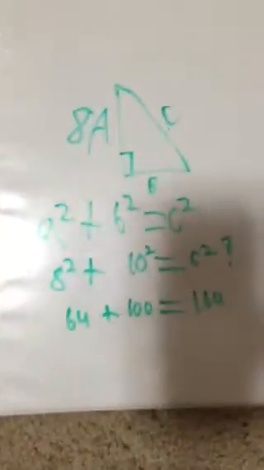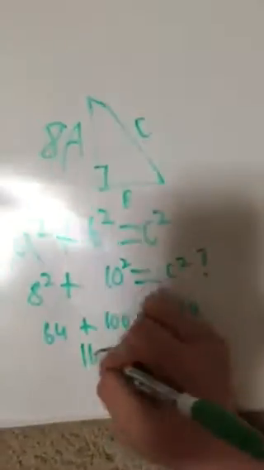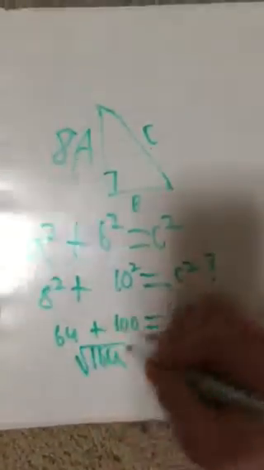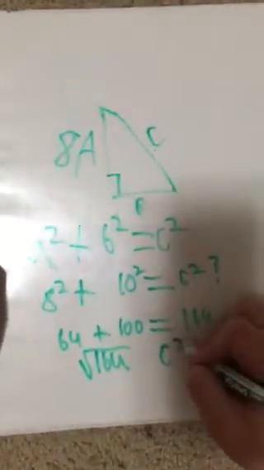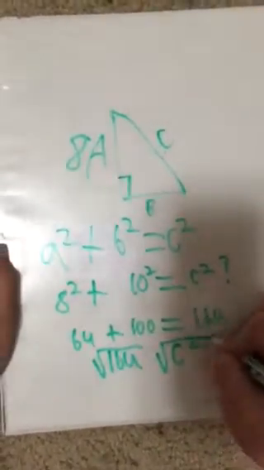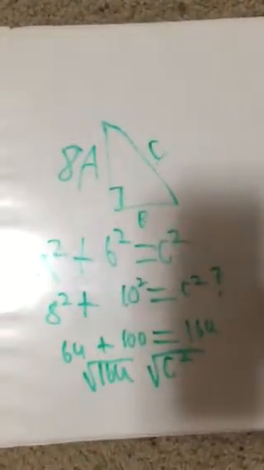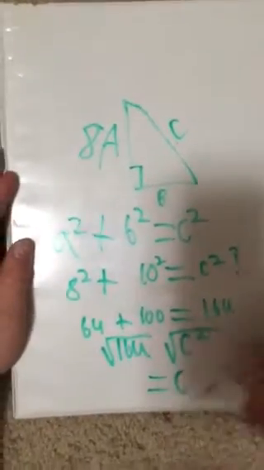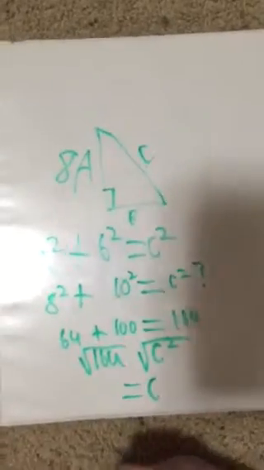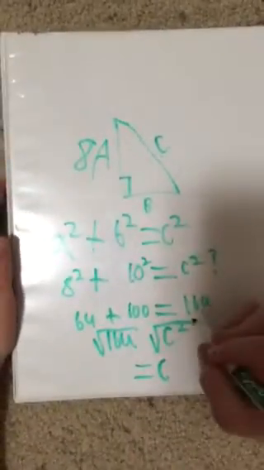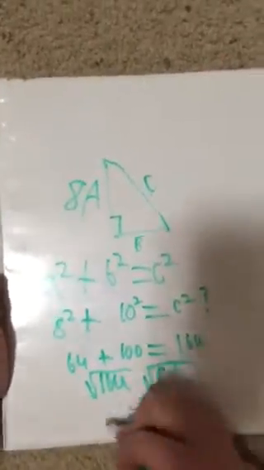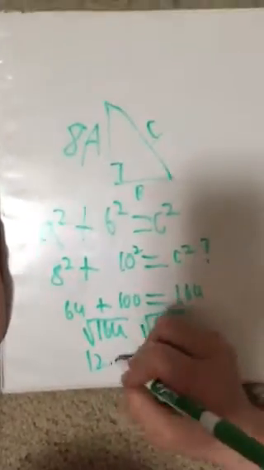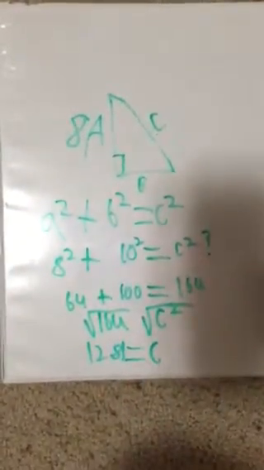And then this is where it gets a little tricky. You have to take the square root of 164, because you have to get c by itself, and if you square root c squared, it equals c. So the square root of 164 is 12.81. So this is your answer for length c.